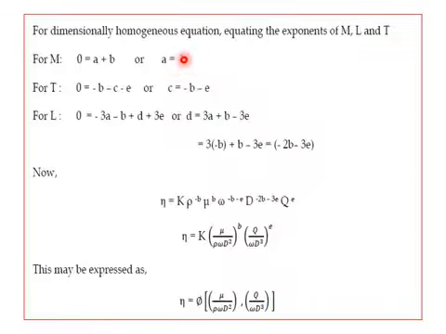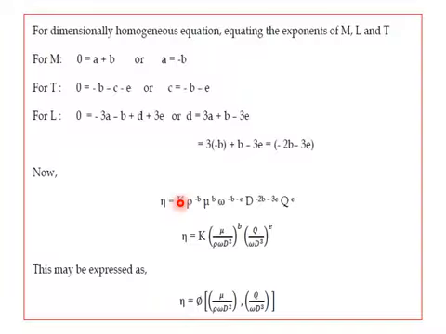So a is equal to minus b. Similarly, for the exponents of T, it is 0 is equal to minus b minus c minus e. So therefore we are getting c in terms of b and e. So similarly, we express the exponents of L, so we get d in terms of b and e. So we know that 3a plus b minus 3e, but a is written as minus b, so minus 3b plus b is minus 2b minus 3e. So now we have expressed a, c, d in terms of b and e. So put it back in the equations.